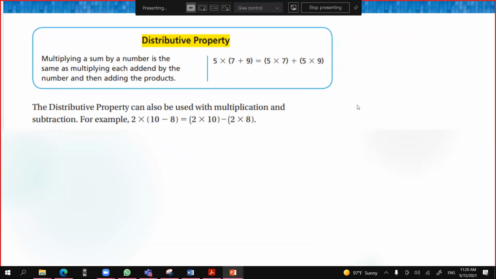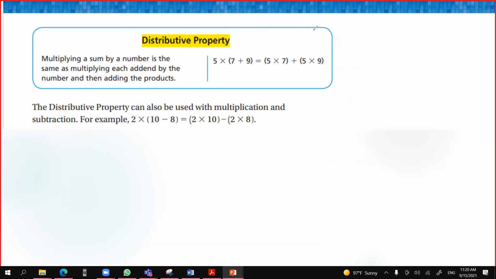Now, let's talk about the distributive property. The distributive property is used if you have both addition and multiplication in the same expression. What do you have to do here? Like 5 times the sum of 7 plus 9. Here we have a property that says when you multiply a sum by a number, it's the same as... first of all, let's add 7 plus 9.